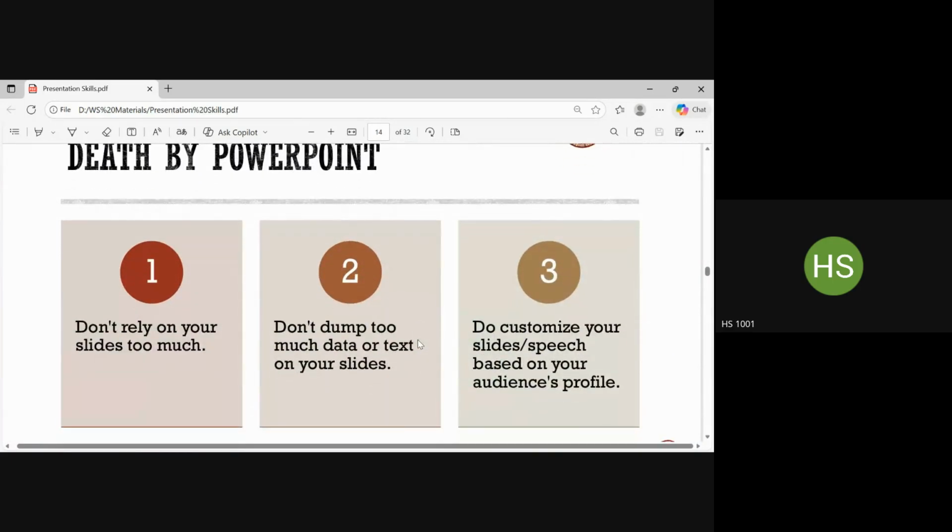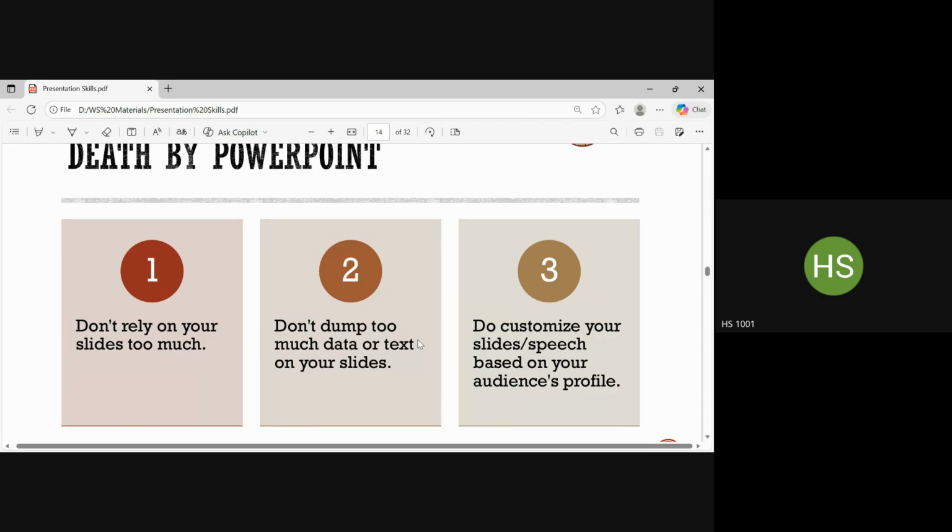Sometimes you can face a certain situation called death by PowerPoint. You are too reliant on the slides. So reliant that without the slides, you can't make a presentation. If that is the case, then you will undergo death by PowerPoint. If you've dumped too much of data or text onto your slides, once again, death by PowerPoint is what's going to happen.